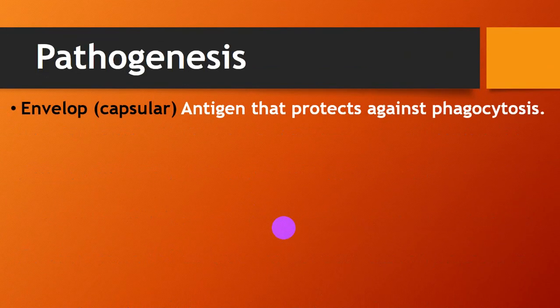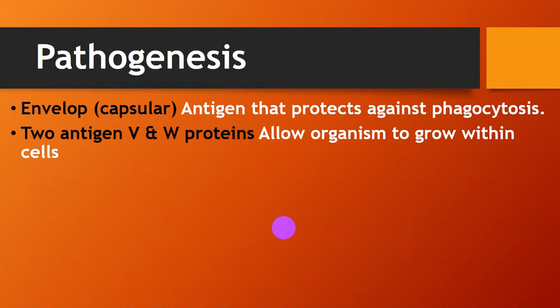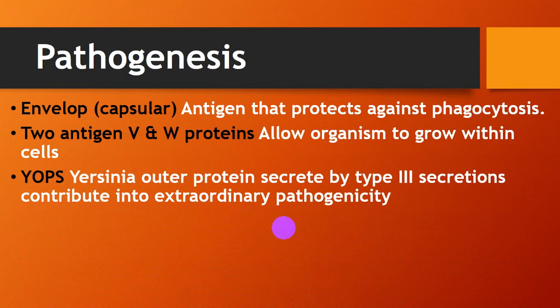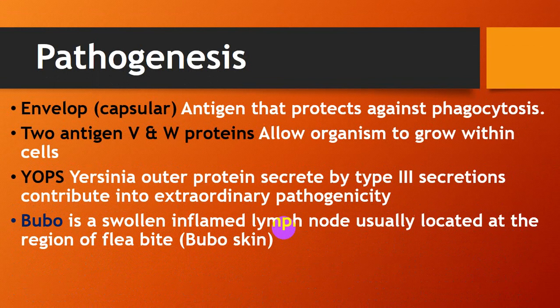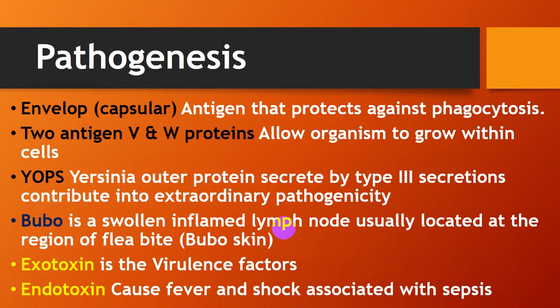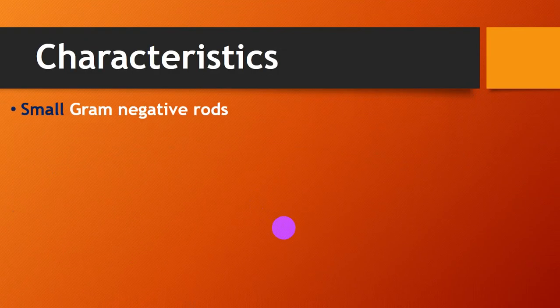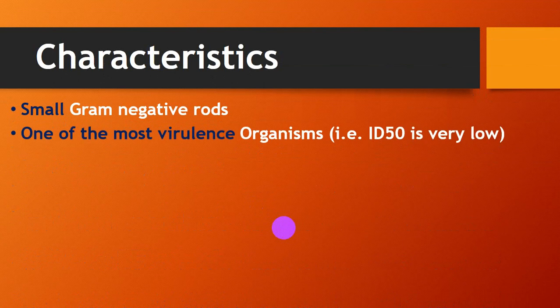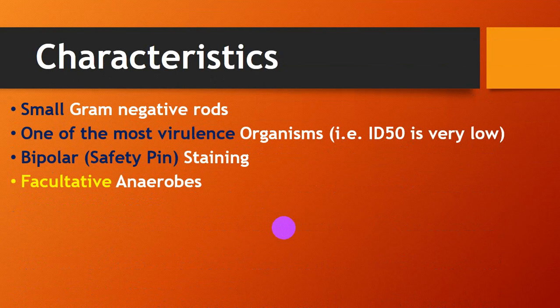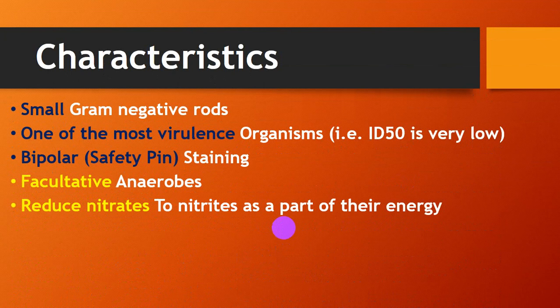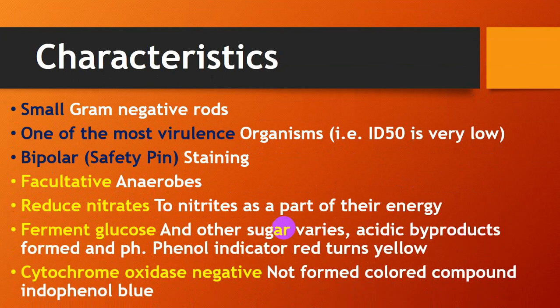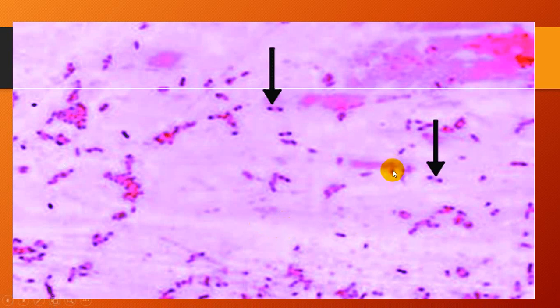And what is the pathogenesis? Three main virulence factors: the envelope, two antigens, the V and W proteins, and the YOPs proteins. The bubo is also formed on the skin, and exotoxin and endotoxin are also involved. Characteristics: we have seen small Gram-negative rods and one of the most virulent organisms, with bipolar safety pin staining. Then four characteristics are the same for every member of the family Enterobacteriaceae: facultative anaerobes, reduce nitrates to nitrites, ferment glucose, and cytochrome oxidase negative. Next is this slide, where you can see the safety pin staining of Yersinia pestis.